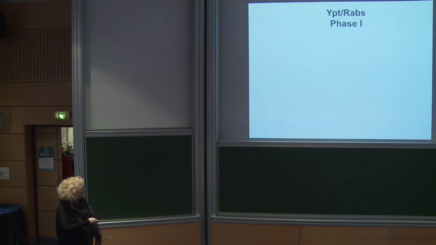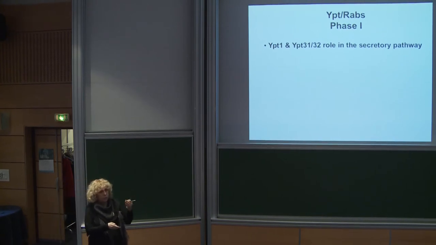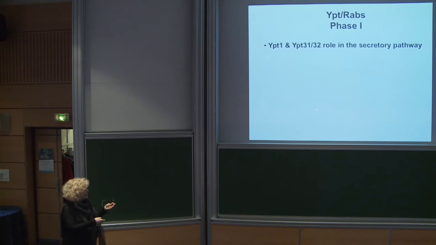So in phase one, we looked at two YPTs really, YPT1, which is essential for viability, and YPT31 and 32, which together are essential. The cell can have one or the other. So they are very similar, functional homologs as of today. Maybe each one has some minor functions that we don't know yet, but for now, we usually delete one, and then the other one becomes essential.